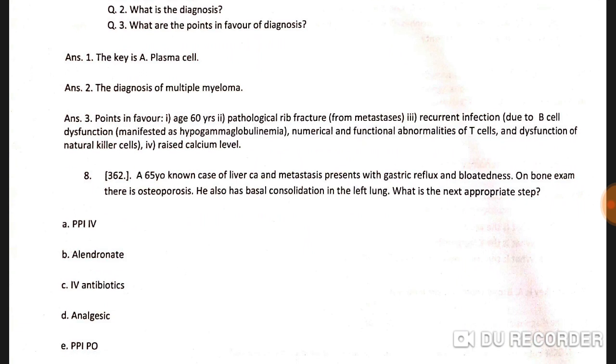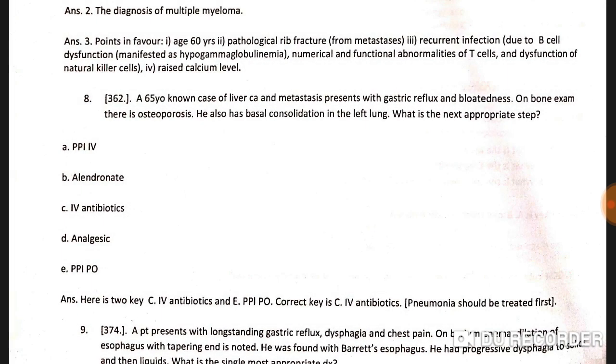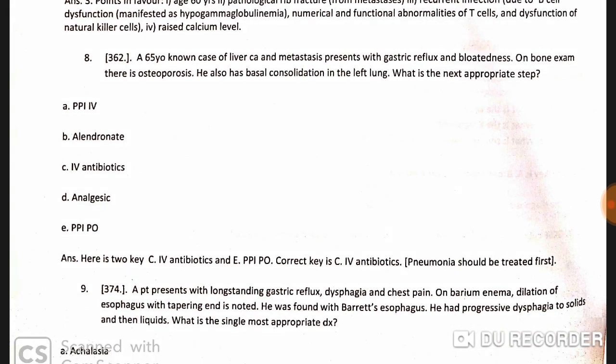Now, a 65-year-old known case of liver cancer with metastasis presents with gastric reflux and bloatedness. On bone exam, there is osteoporosis. He also has basal consolidation in the left lung. What is the next appropriate step? So, treat pneumonia first. IV antibiotics is the treatment, along with a PPI. The correct key is IV antibiotics. Pneumonia should be treated first.